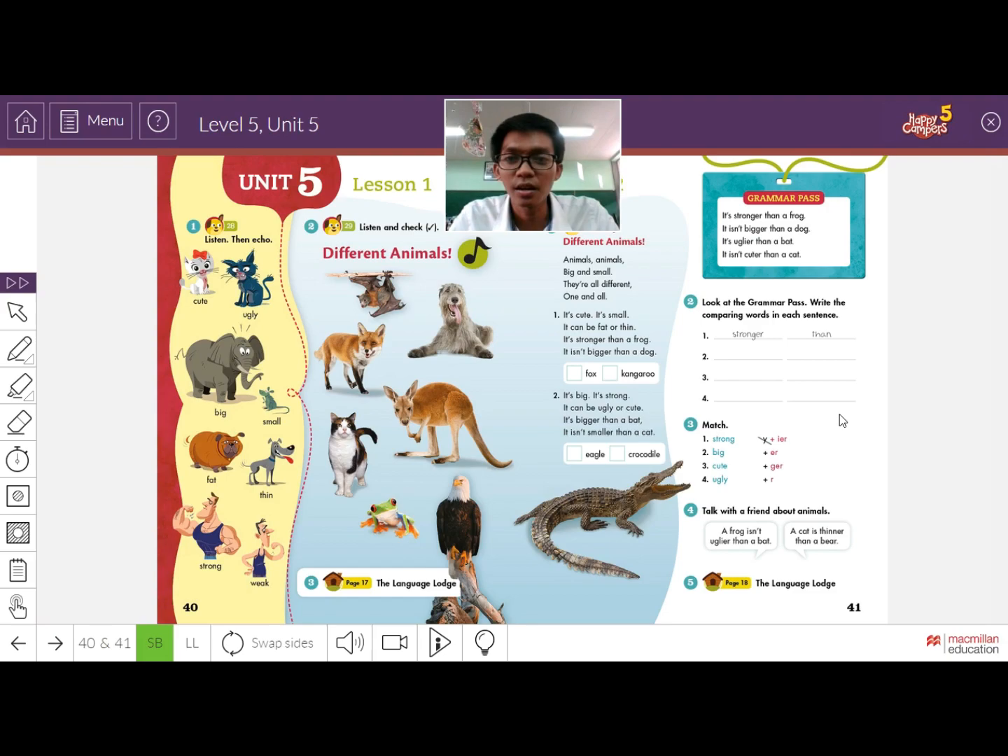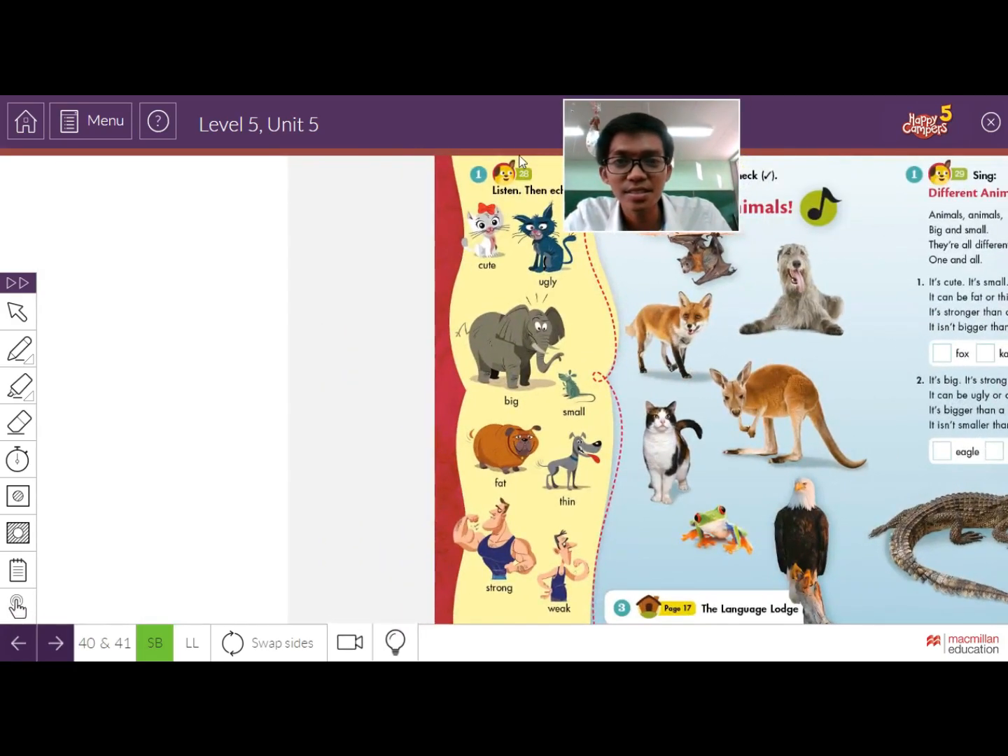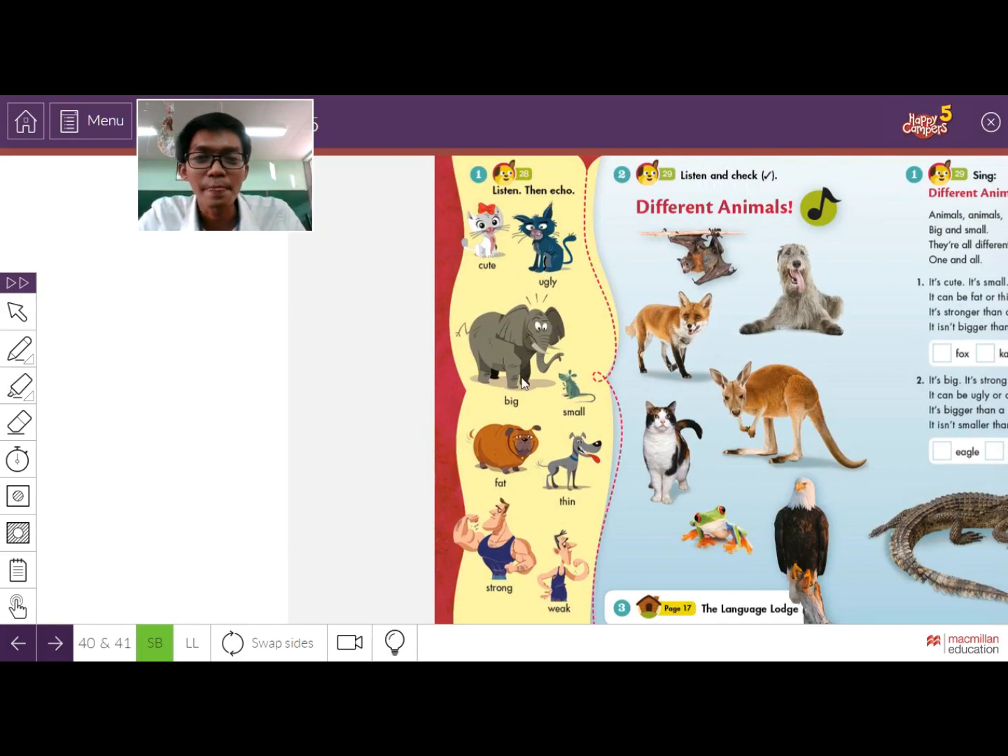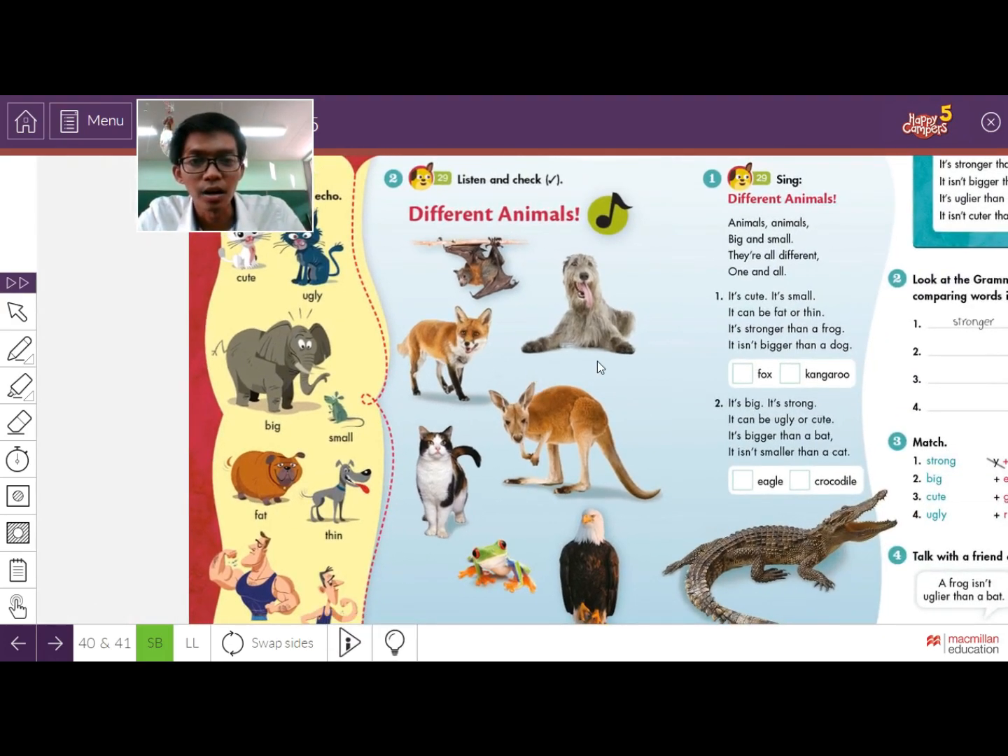Okay, in today's video, I'm going to discuss with you Unit 5, Lesson 1 until Lesson 4, just for today. Do you have pets? I guess some of you have pets. These are some examples of pets, and they are described with certain adjectives like this cat is cute, and this cat is ugly, this elephant is big, this mouse is small, and this dog is fat, and the other dog is thin. Okay, I'm sorry. We are still learning about comparative adjectives.